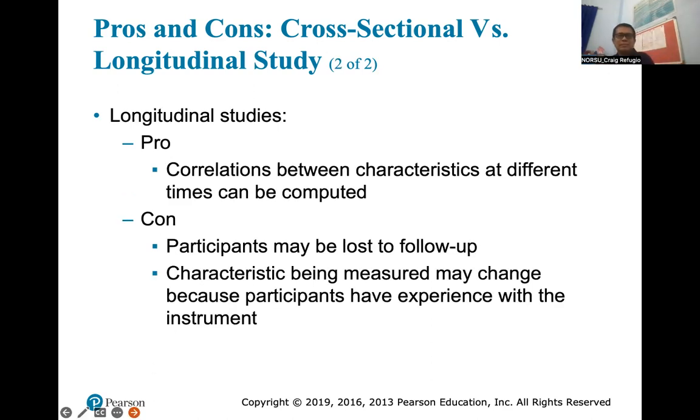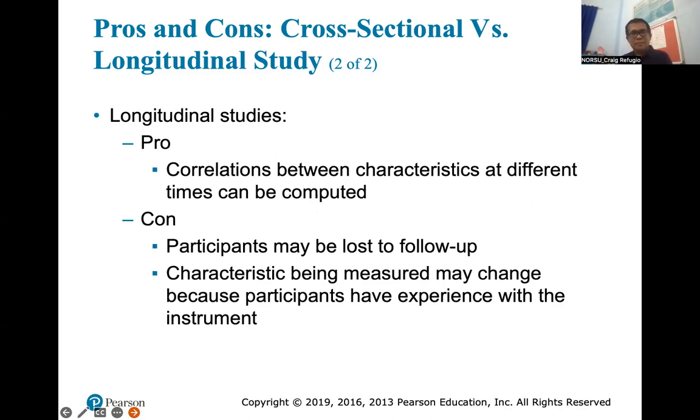Next, longitudinal studies. So what is the pro? Correlations between characteristics at different times can be computed. So in a longitudinal study, for example, you collect data in grade 1, then you collect data in grade 2, then you can correlate the results when the subjects are still in grade 1 and when they are in grade 2. You can correlate the nutritional status when they are still in grade 1 and the nutritional status when they are already in grade 2.